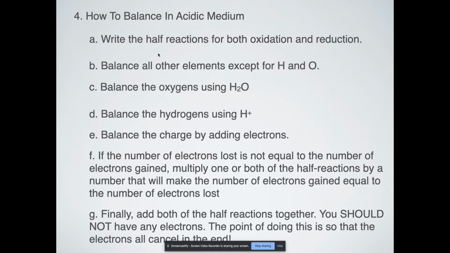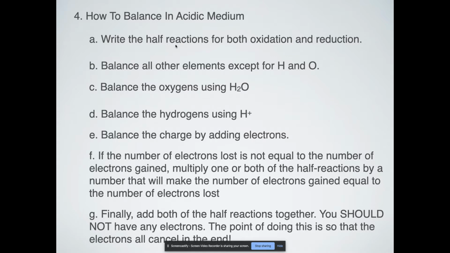The first thing you do is write your half reactions for your oxidation part and your reduction part. Then balance all of the elements except for hydrogens and oxygens. Then balance your oxygens using water molecules. Balance your hydrogens using H plus ions. And then balance your charges by adding electrons. Now, if the number of electrons lost is not equal to the number of electrons gained, we have to multiply one or both of the half reactions by a coefficient that will make the number of electrons gained equal to the number of electrons lost.